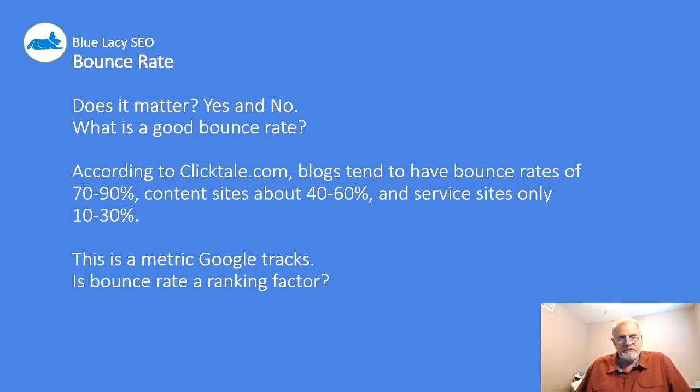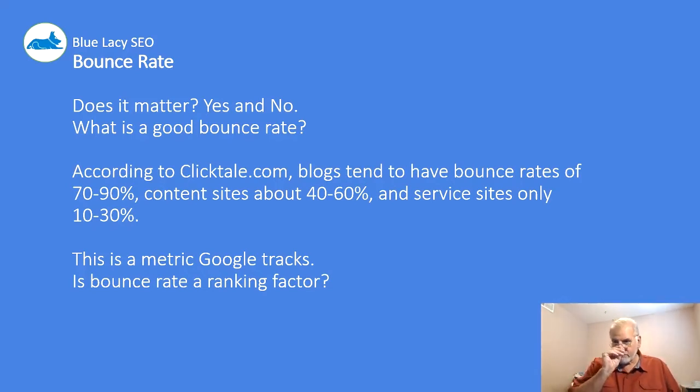Content sites about 40 to 60%, and service sites only 10 to 30%. That seems kind of low. But that's what their research told them. All right, this is a metric that Google tracks, but is bounce rate a ranking factor? There's been a lot of discussion about that. I don't think it is, simply because it's not a very reliable factor.